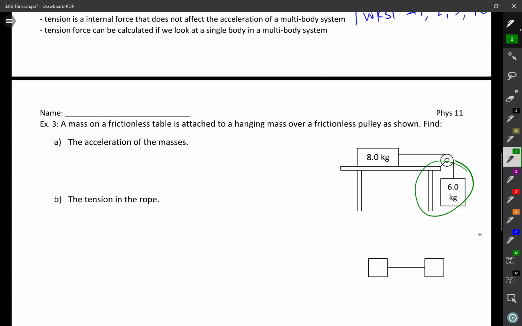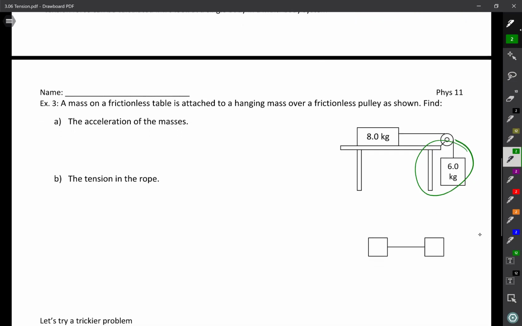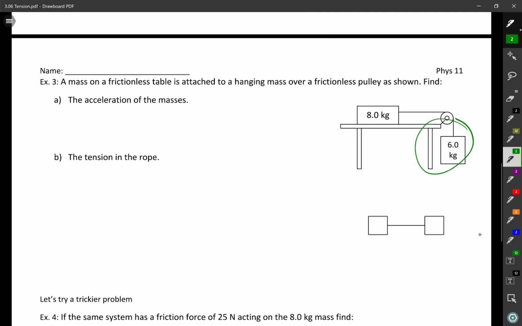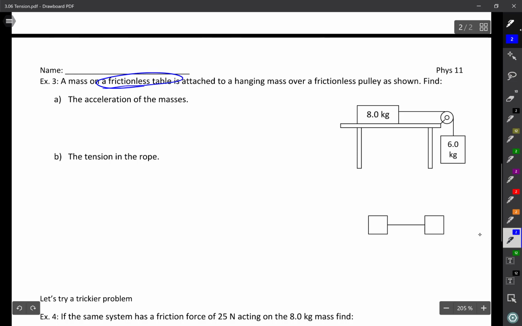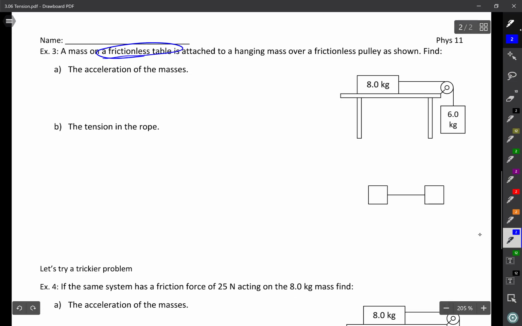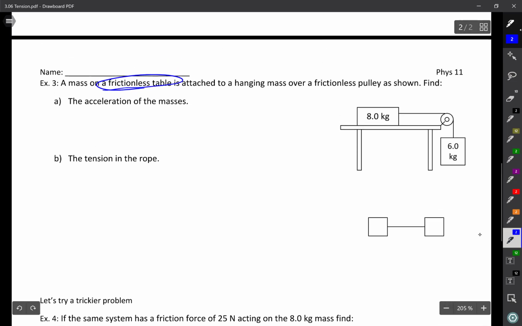I'm going to go over example 3 as well as example 4. Let's give this one a shot here. Luckily, we're going to assume the table is frictionless. And in example 4, there will be some friction to deal with.